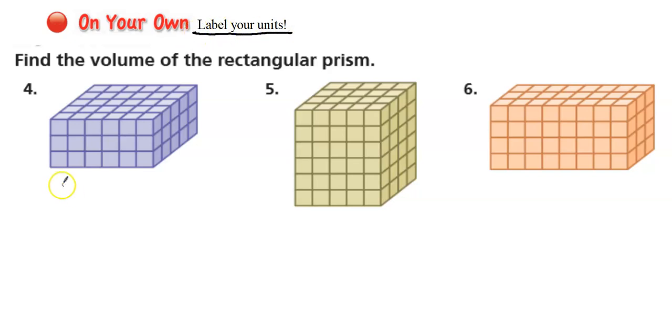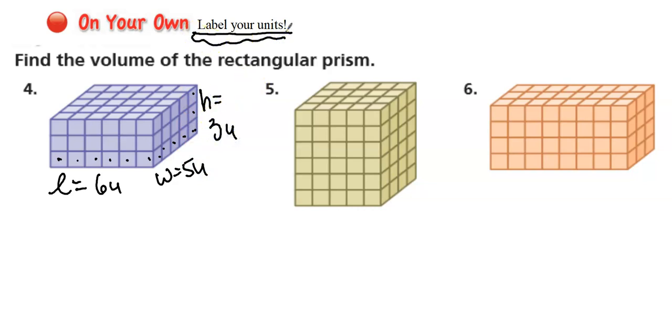For instance, if you did this, I would say that the length equals 1, 2, 3, 4, 5, 6 units. I could count this as the width, 1, 2, 3, 4, 5. So I label the width as 5 units. And I label the height, 1, 2, 3, and I write h equals 3 units. That's what I mean by label your units. Go ahead and pause the video and calculate the volume of these rectangular prisms.